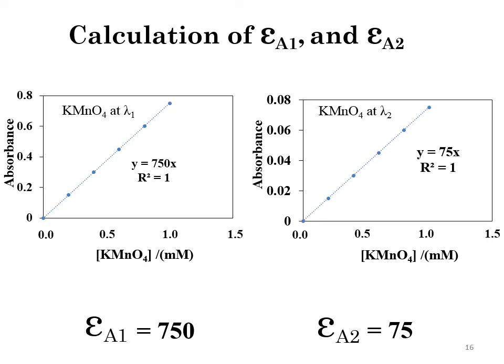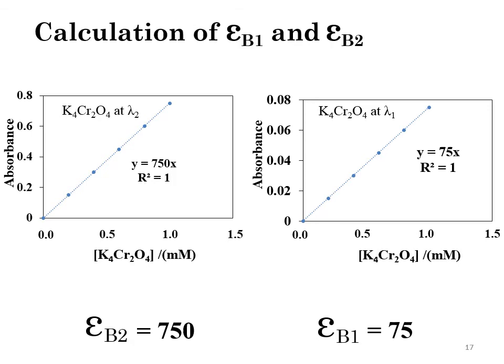Since the slope of this graph is equal to epsilon A1 multiplied by L, and the value of L is equal to 1 in this case, when 1 is multiplied with 750, epsilon A1 becomes equal to 750. Similarly, we can also calculate the epsilon A2 from the slope of this right hand side graph. The slope of the right hand side graph is equal to 75. So 75 will be equal to epsilon A2 into L. The value of L is equal to 1. So epsilon A2 is equal to 75.